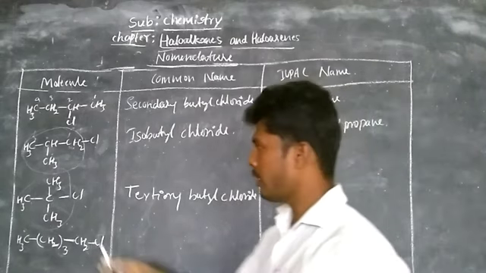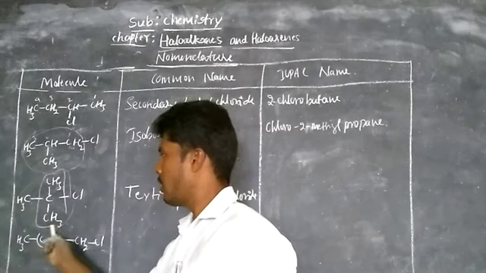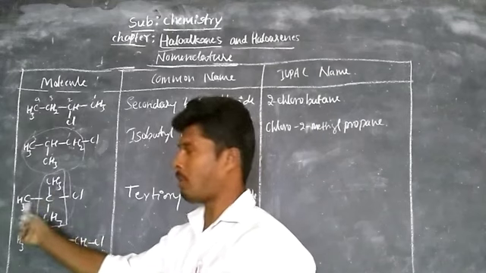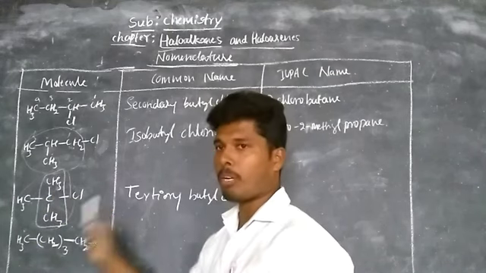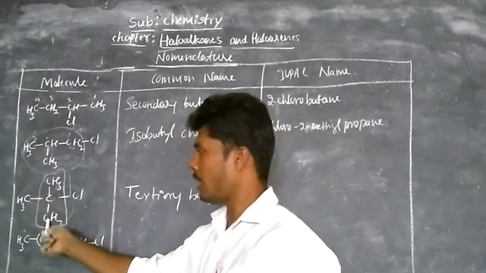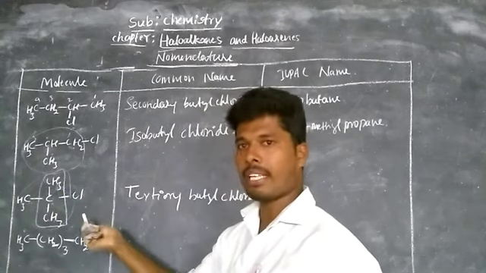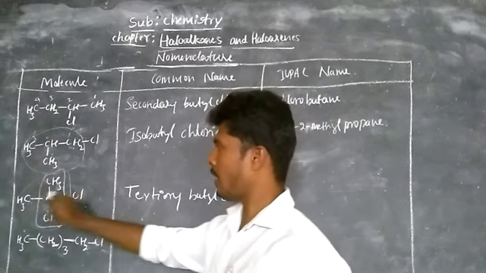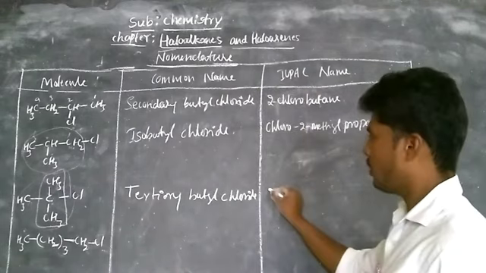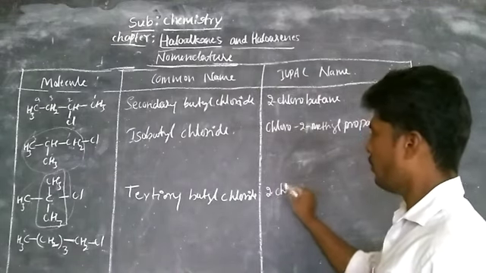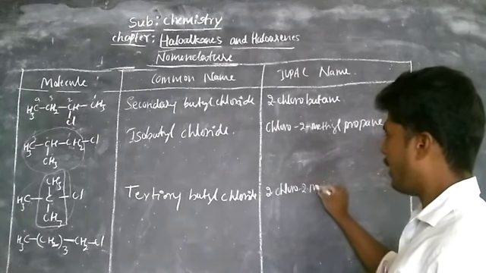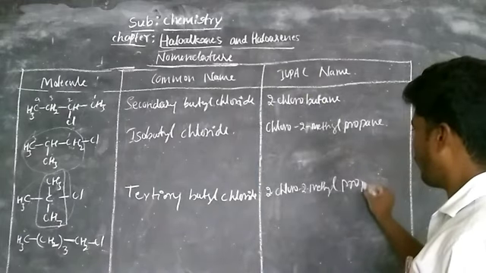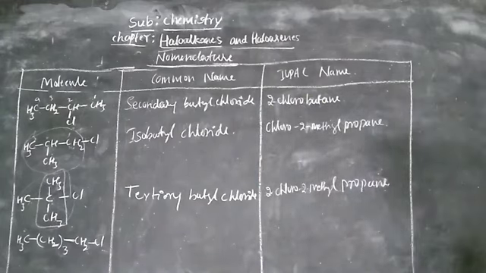Select the longest chain, containing the maximum number of carbon atoms. This is not the longest chain because it contains only 2 carbon atoms. This has 3 carbon atoms, right? Give numbers 1, 2, 3. Either way, you will get the same because it is symmetrical. So the second carbon contains 1 chlorine and 1 methyl. So it is 2-chloro, 2-methyl. This is 3 carbon atoms, so the root word is propane. This is the nomenclature.